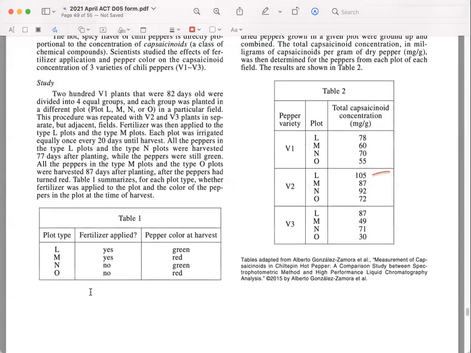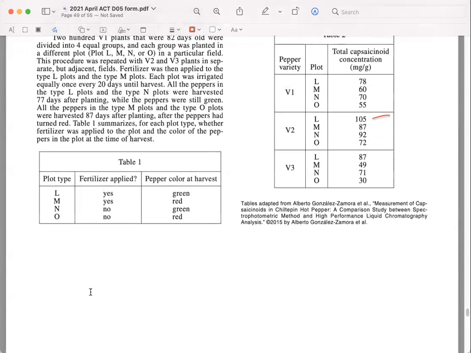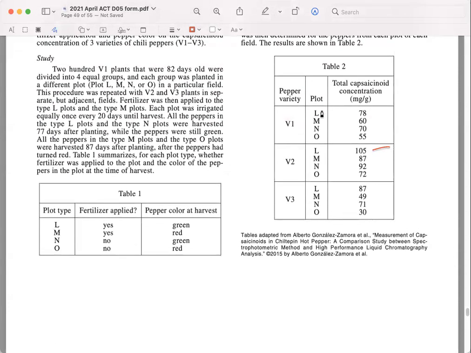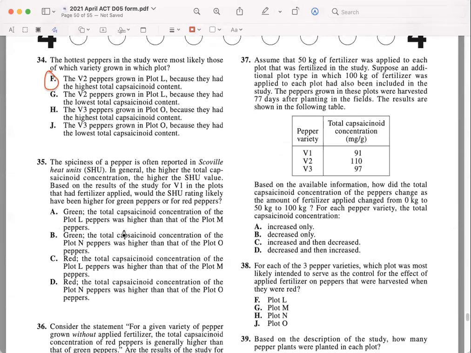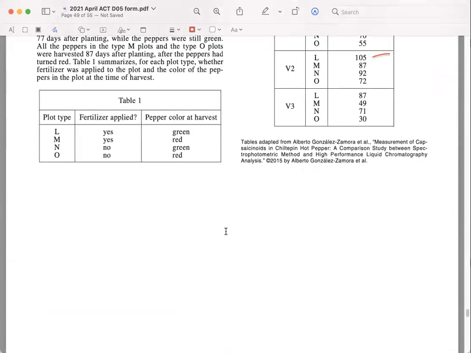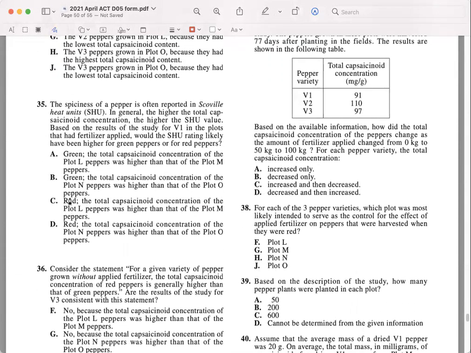Okay, so V1, when the fertilizer was applied. So we are looking at V1 and L and M because for L and M, the fertilizer was applied and it is higher for 78 for L, right? 78 is higher. So it is higher for the green peppers, right? Green, the total capsaicinoid concentration of plot L was higher than that of plot M peppers. So we are comparing L and M here, right? Because that's where the fertilizers were applied. So it is green because it was higher for L than for M. So it's A.